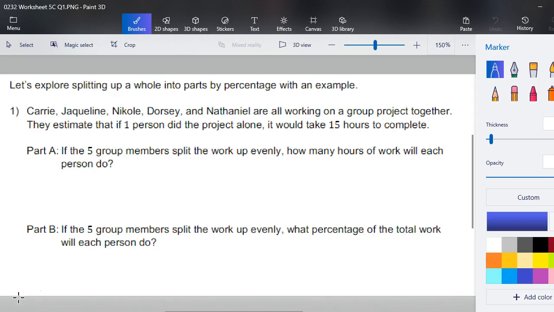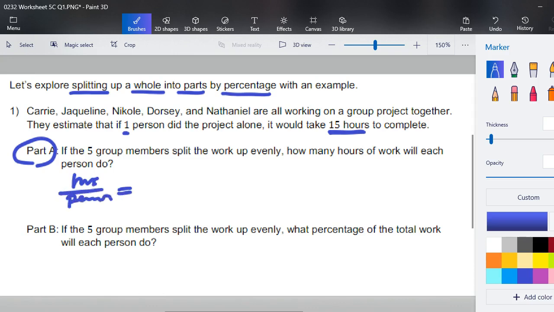It begins by saying, let's explore splitting up a whole into parts by percentage with an example. You have Carrie, Jacqueline, Nicole, Dorsey, and Nathaniel all working on a group project together. They estimate if one person did this project alone, it would take 15 hours to complete. Part A: if the 5 group members split the work up evenly, how many hours of work will each person do? How many hours per person?